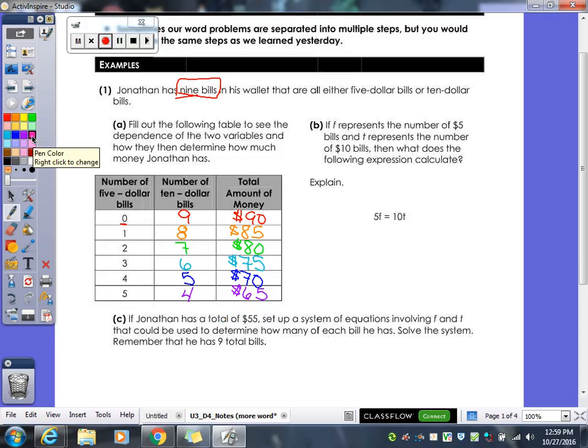Okay, so part B says if F represents your number of $5 bills, so this is basically giving us a let statement. F is the number of $5 bills. T is the number of $10 bills. Then what does this mean right here? 5F equals 10T. Does anybody think they know? They are the same amount, but what's the same amount? Yeah, the value of your 5s is equal to the value of your 10s.